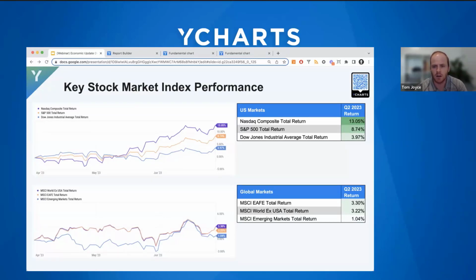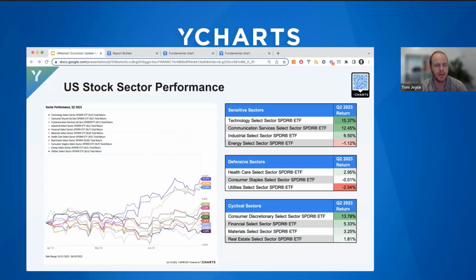The global markets also had a good quarter in return, 3.3% for the EFA, 3.22% for the MSCI World Index ex-US, and then 1.04% for the MSCI. So US markets definitely setting the pace here, but global markets seeing an uptick as well.